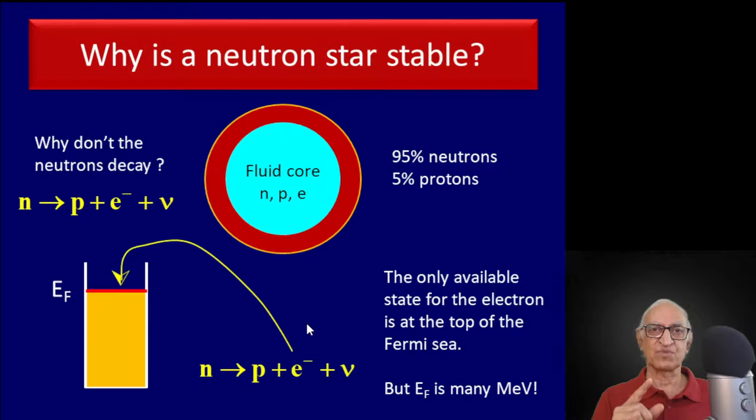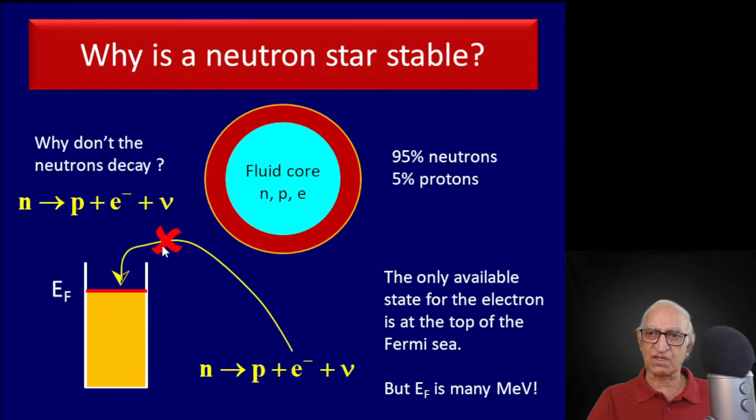The radioactive decay of the neutron is inhibited by the fact that the offspring electron does not have the energy to climb to the top of the Fermi sea and sit there, because that's the only energy level which is vacant. Everything else is occupied. Therefore, that process is forbidden, and that's why a neutron star is stable.